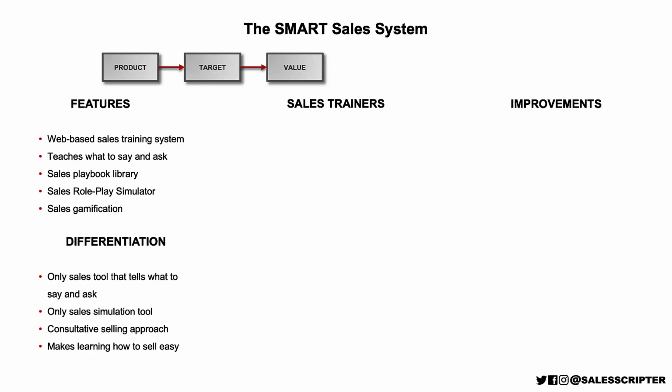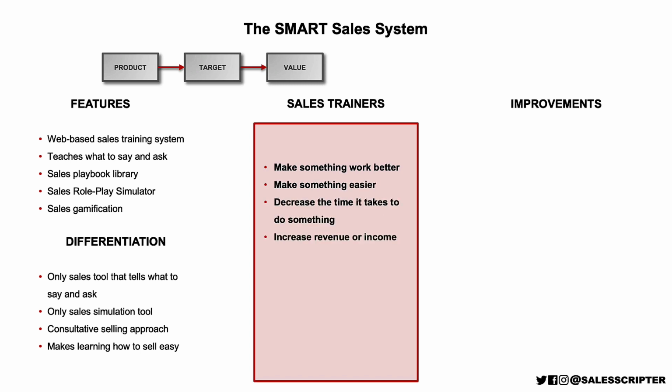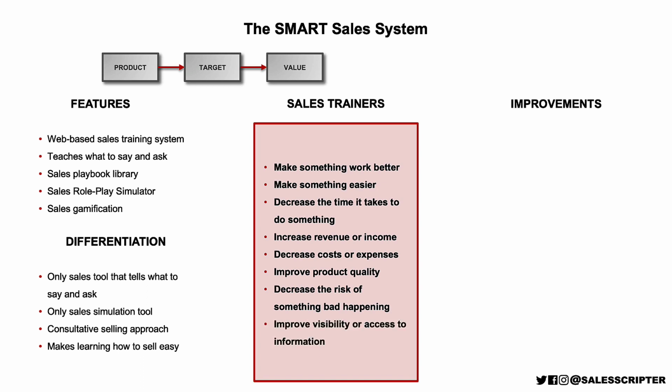Now, if you like that and you want to implement that tactic, the one thing that you do need to do is create your value proposition. And if you haven't done that already, we do provide a sales message brainstorming process to help you to brainstorm and create an attention-grabbing value proposition. So just to skip ahead to the middle of that brainstorming process, which is brainstorming your value, what you can do is look at the features of the product that you sell and think about, does this feature or does the way my product is different, does that help to make something work better, make something easier, decrease the time it takes to do something, improve revenue or income, decrease costs or expenses, improve product quality, decrease the risk of something bad happening, improve visibility or access to information.